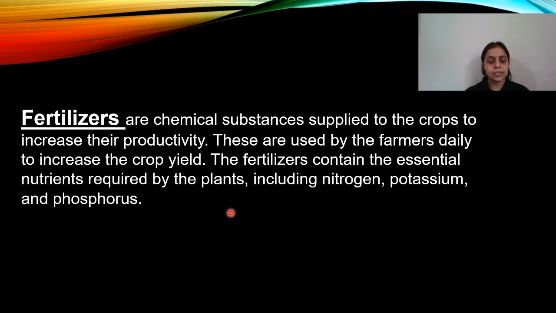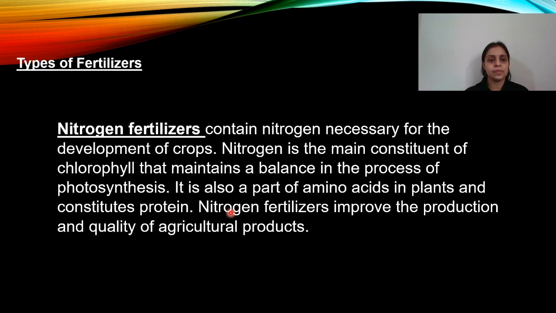Coming to fertilizers. These are basically chemical substances which are supplied to the crop to increase their productivity. These are used by farmers daily to increase the crop yield. Fertilizers contain the essential nutrients required by plants, including nitrogen, potassium and phosphorus. Coming to the types of fertilizers, there are inorganic ones, nitrogen as well as phosphorus.